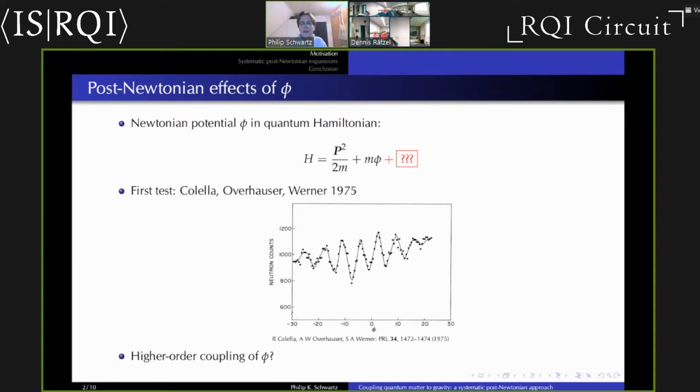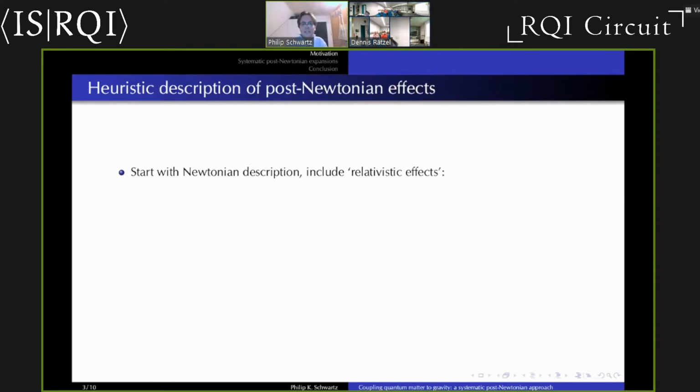And one easy way of getting an idea of what these couplings should look like in a heuristic way is that we start with the simple Newtonian description, and then we include relativistic effects, so to say, as you learn them in your first course on special or general relativity. So what effects could we include?